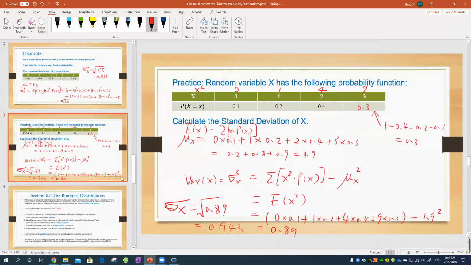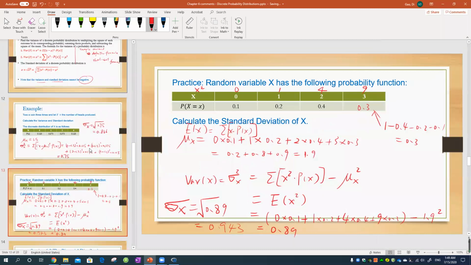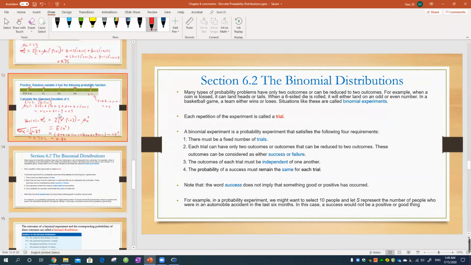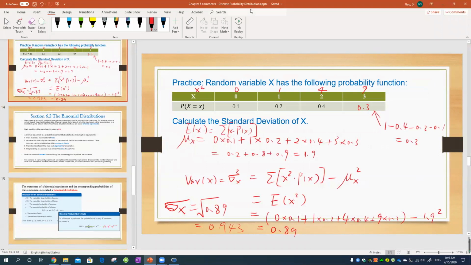Okay, that's how we calculate the weighted variance or standard deviation. In the next section, we're going to talk about one special type of discrete distribution, which we call the binomial distribution. For this video lecture, we're going to stop here, and we'll record another one for the next section. Thank you.